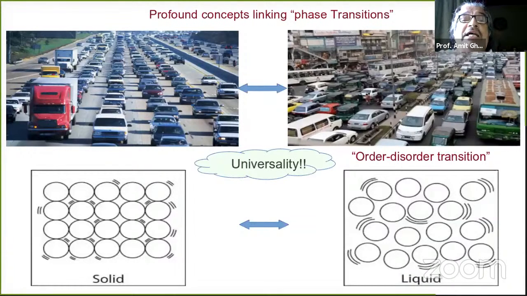And another important aspect is the profound concepts which connect various things. For example, there is a concept of universality associated with a phase transition. All the examples that I have taken so far, you can see that there is an ordered-disordered transition. There is an ordered phase, be it solid or regular traffic, to a disordered phase, be it liquid or chaotic traffic. So there is a universality of concept which relates different phase transitions.